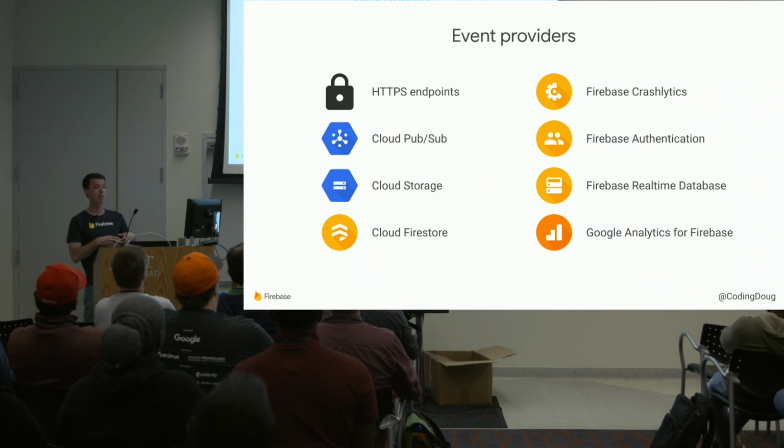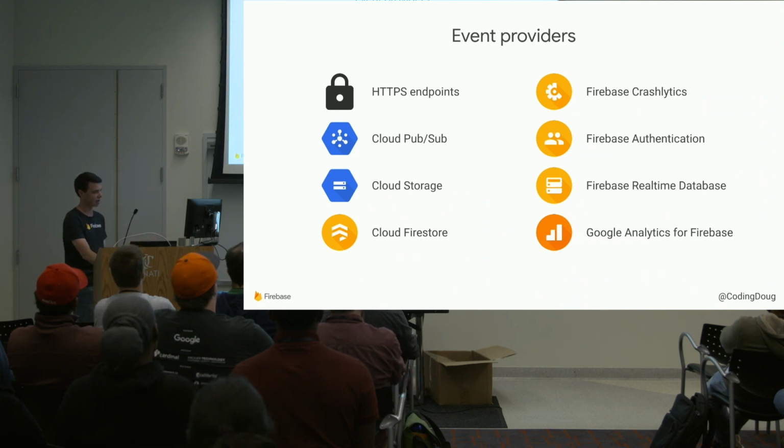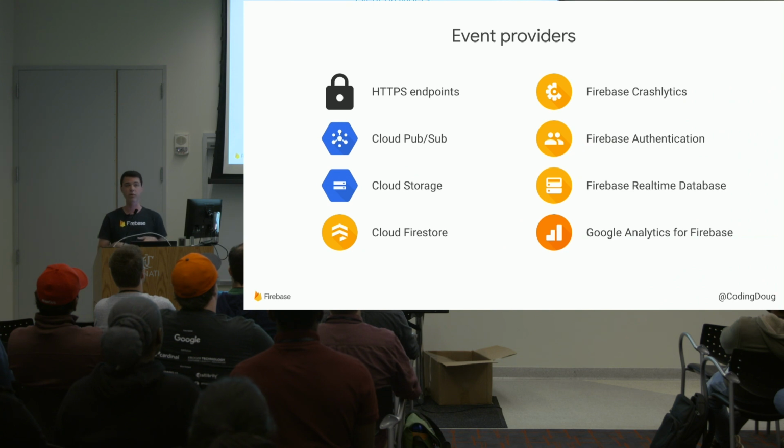So what you can do is set up an event provider or an event trigger that looks to see if something changed in your database and respond to it. So database triggers are probably one of the more common use cases. With Crashlytics, you can trigger when there's a velocity alert. For authentication, you can trigger when users are added or removed. In analytics, you can trigger some code when there's a conversion event.